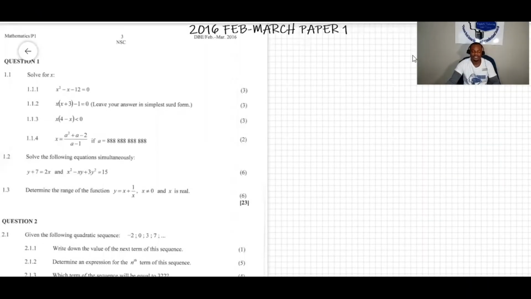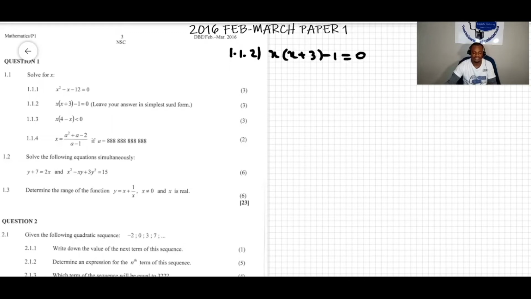We have question 1 that says solve. Question 1.1 says solve for x. In the previous video, we did question 1.1.1. Now we're going to do question 1.1.2. The question is given by x, open bracket, x plus 3, close bracket, minus 1, equal to 0.